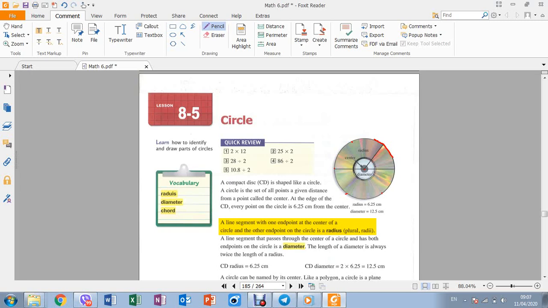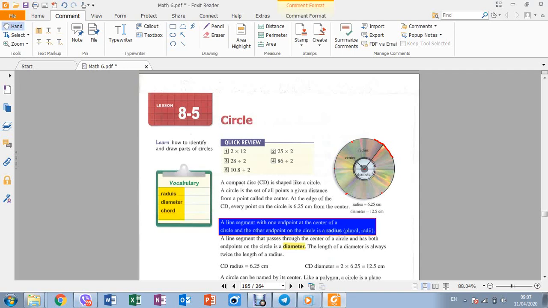Now we're talking about what? The main parts of the circle. We have radius, diameter, and chord. Okay, and what does radius mean at first? Radius is a line segment with one endpoint at the center and the other endpoint on the circle's edge.